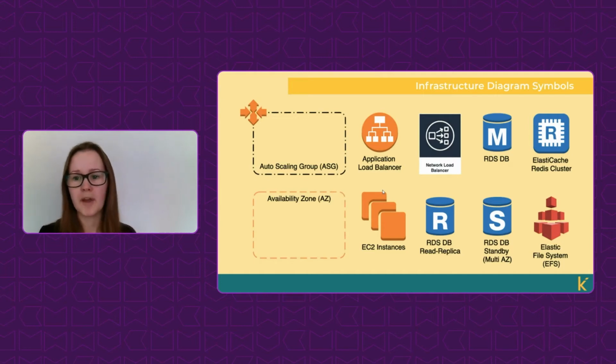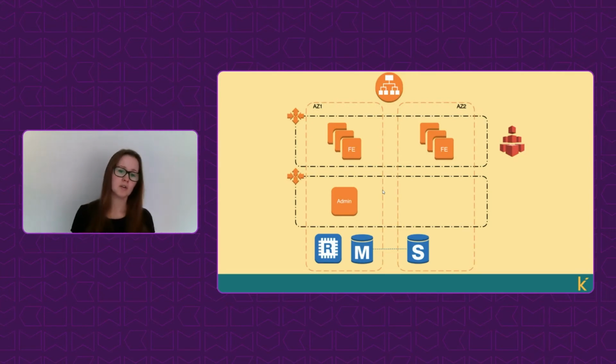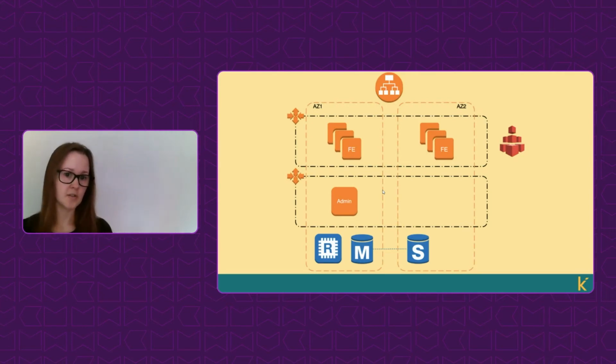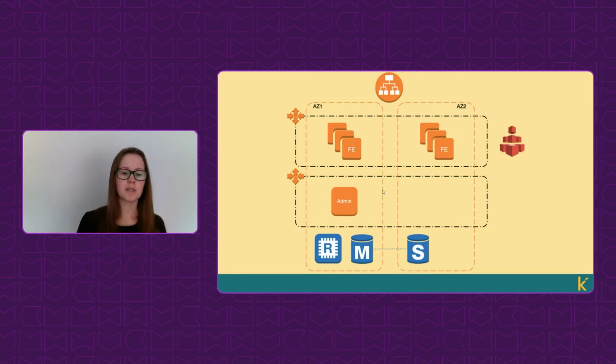An example of them in a basic infrastructure diagram will look something like this. So here you can see you've got front-end instances in 2 availability zones within an auto-scaling group. You've got an admin instance in a separate auto-scaling group. You've got a multi-AZ database, and you've got a Redis cluster there as well.